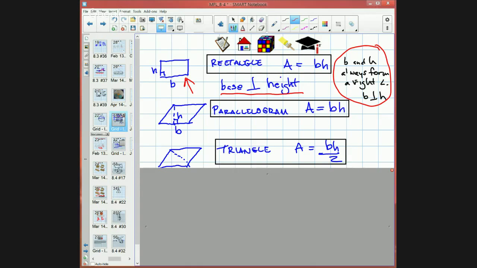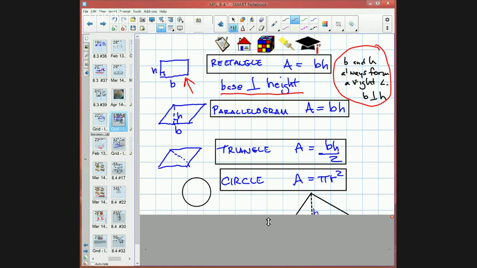Notice the triangle formula is just half of the one above it. So far, 3 formulas, and I purposely saved you guys. You got 3 formulas, but 2 of them are identical. So rectangle, small b, small h, base times height. Parallelogram, base times height. Triangle, base times height, half of that.